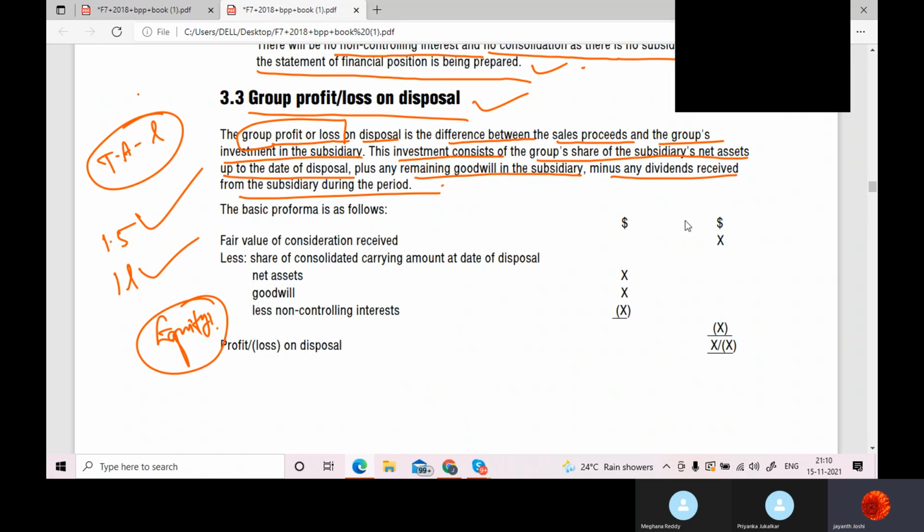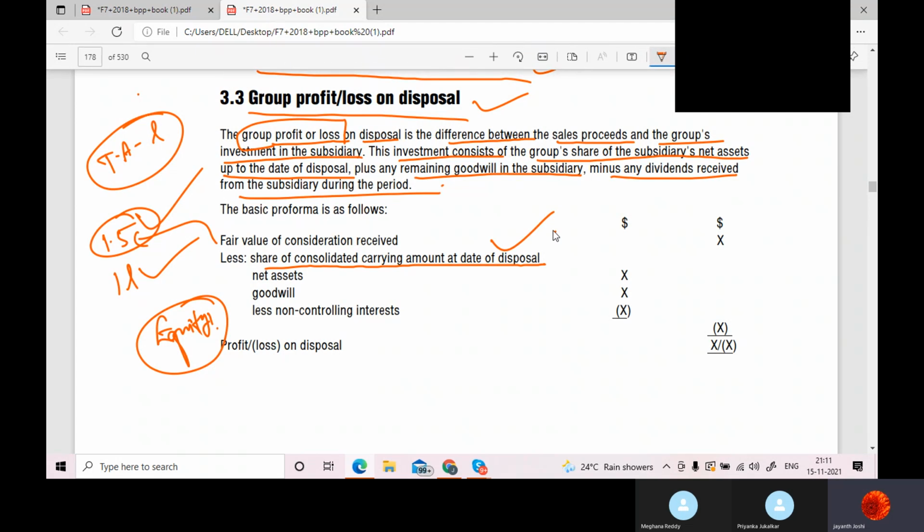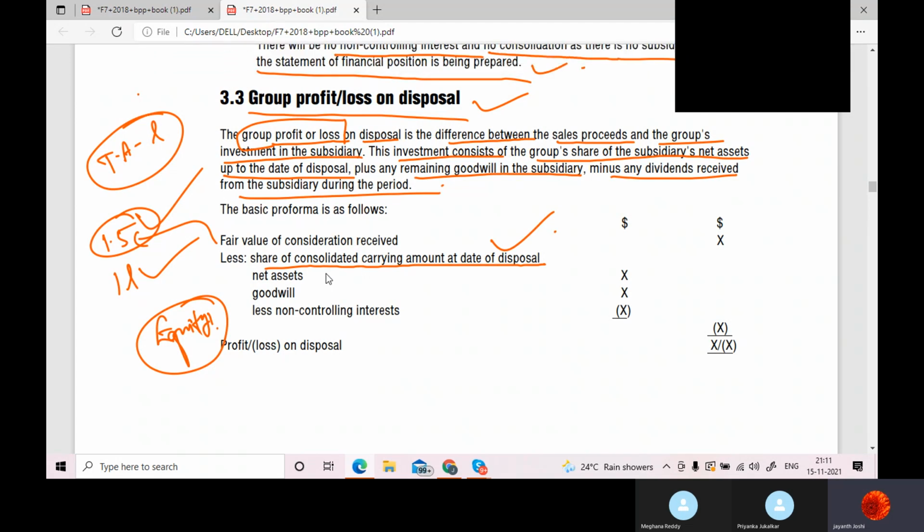So how to calculate the fair value of consideration received? Suppose they are getting this much amount if they sell the subsidiary company, and less the cost of their investment. How? Share of consolidated carrying amount at the date of disposal. The carrying amount of the subsidiary at the date of disposal is nothing but net assets, what they have in that subsidiary, that is total equity, plus goodwill, what they paid extra, and less the NCI's interest. Finished.